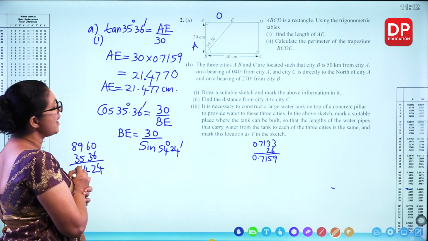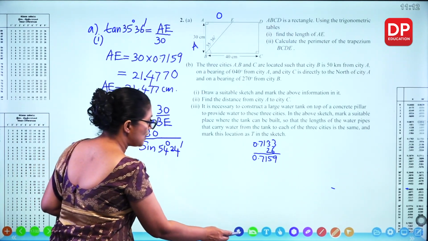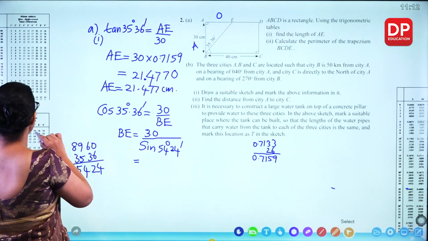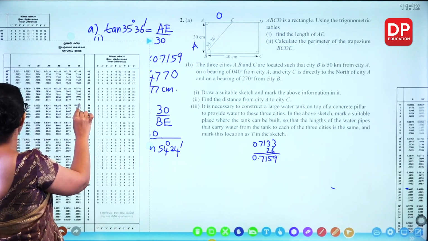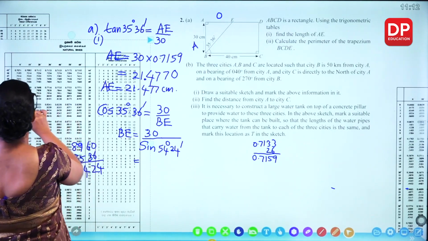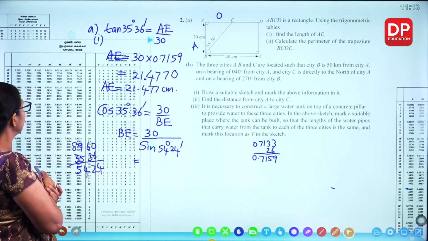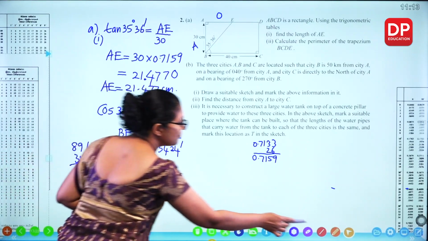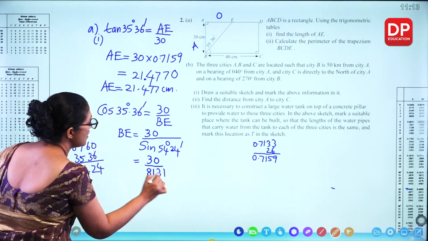Now we can refer the table for sine. Sine 54. Which table? We need the second table. Second table 54. We need 54, 24. 54, 20 and 4 is 7. So add 7, 81, 31. 81, 31, that's 0 point.